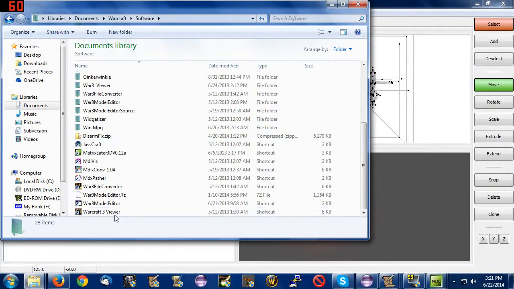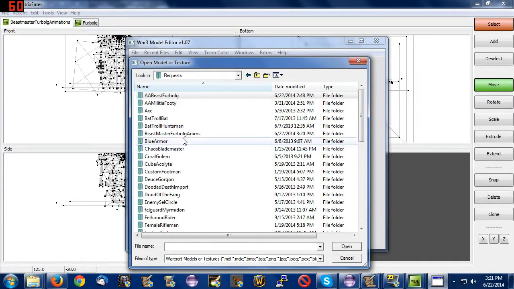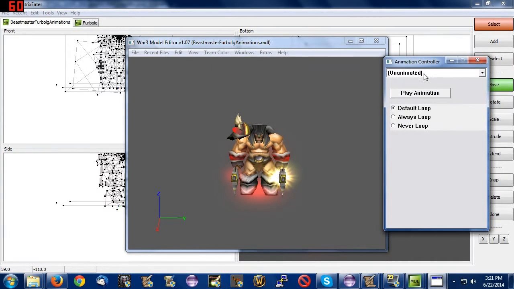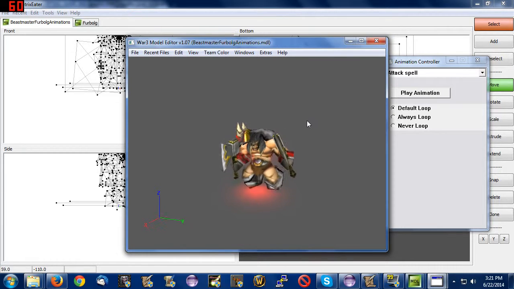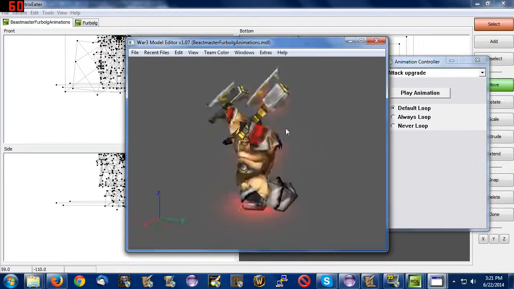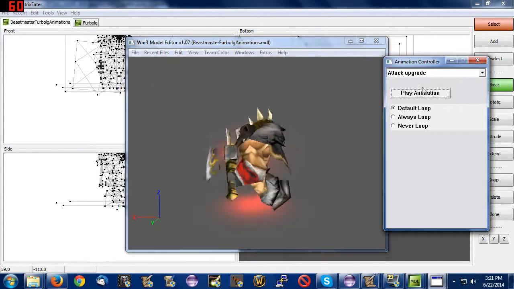So I'm going to open that up right now. Warcraft III model editor, open, Beastmaster furball animations. Here he is. Watch this. I'm telling you, attack spell. It looks so almost good, right? He's doing the furball arm thing. He's doing the furball, sort of that swap thing. But his legs are just going all over, right?